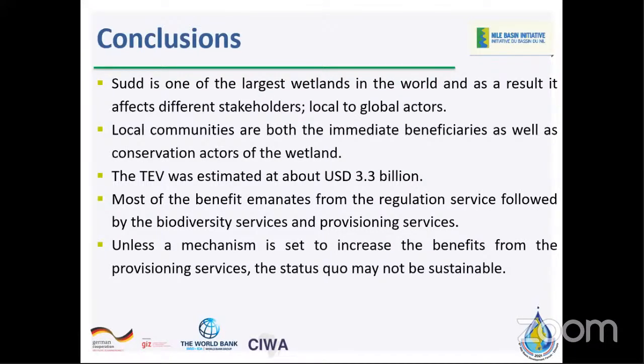The conclusions. Given its size, the wetland affects different stakeholders, local to global actors. And we particularly saw that local communities are both immediate beneficiaries as well as conservation actors of the wetland. So any development option has to focus on local communities because, as we said, they are both immediate beneficiaries and conservation actors. And the total economic value of the wetland stood at about 3.3 billion USD. Most of the values come from regulating and biodiversity services. And this shows that unless we think of a different approach, the status quo may not be sustainable, because we have seen that the provisioning services are low compared to the regulating and biodiversity services.